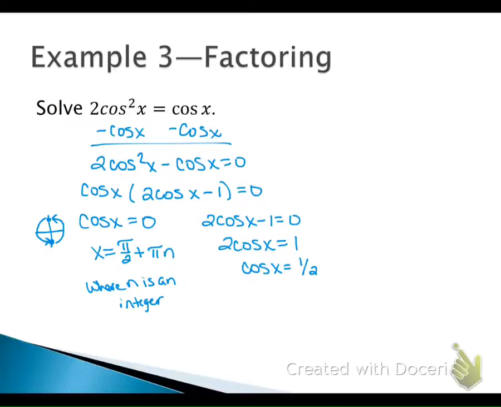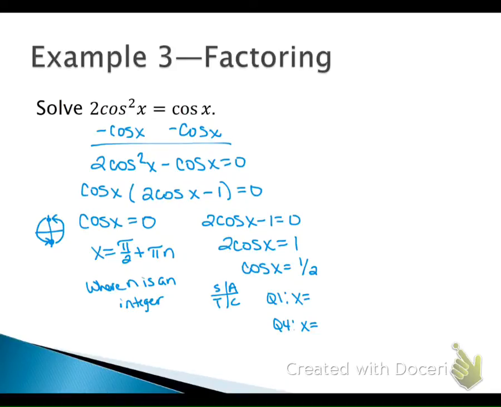Okay, so then cosine of x equals 1/2. Well, cosine is positive, so we know we're going to be in quadrants 1 and 4. So go find your quadrant 1 angle, go find your quadrant 4 angle. And then remember, because we're not restricted in the problem, which you'll see coming up, that means you're going to put your plus 2 pi in.